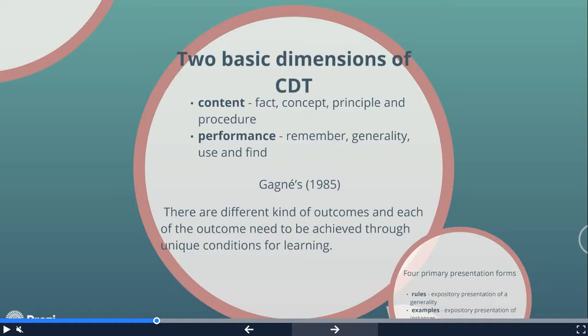Component display theory, CDT, consists of two basic dimensions: content, which includes fact, concept, principle, and procedure, and performance, which includes remember, use, and find. These two dimensions are based on the assumption of Gagné's conditions of learning. He suggested that there are different kinds of outcomes, and each of the outcomes needs to be achieved through unique conditions for learning.